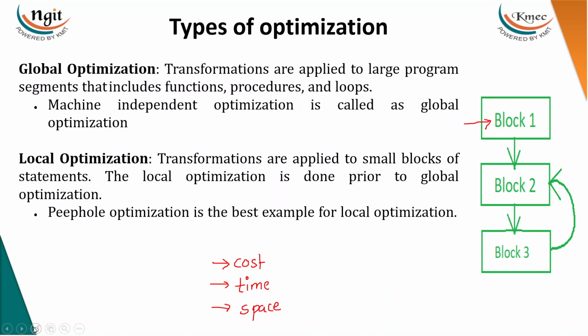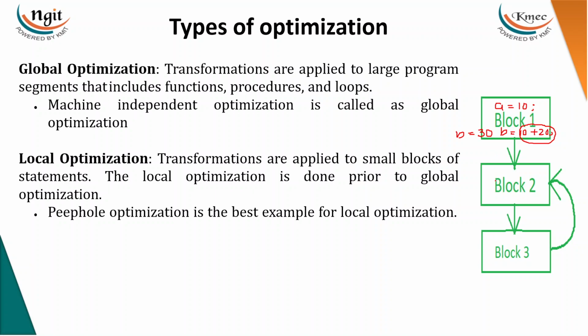Let me take a simple example of local and global. Assume I have a equals 10, b equals 10 plus 20, and we have these two statements here. Now these two are constants. If we want to fold this, we can evaluate it at compile time by rewriting the statement as b equals 30. To evaluate this, I didn't consider any other basic block. So this is called local optimization.